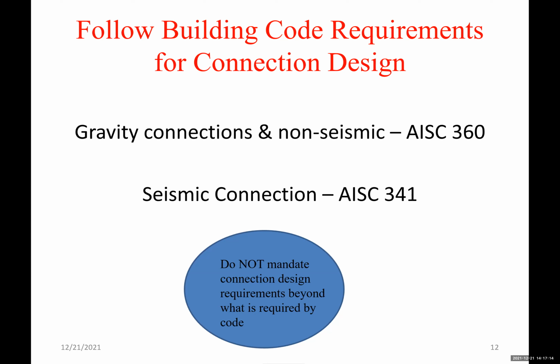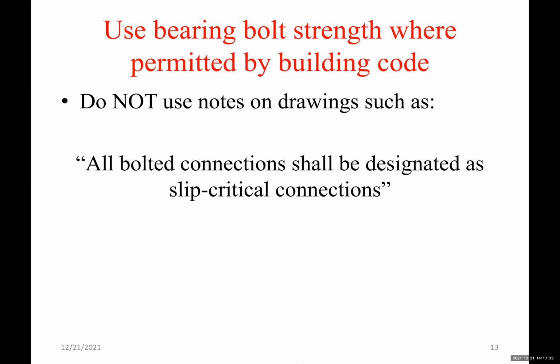It could be a building in a high seismic zone, okay, with a response modification factor equals to 3. If it's a small building that is sufficient to use a response modification factor R equals to 3, there is no need to use AISC 341, which has more requirements for the connection design.